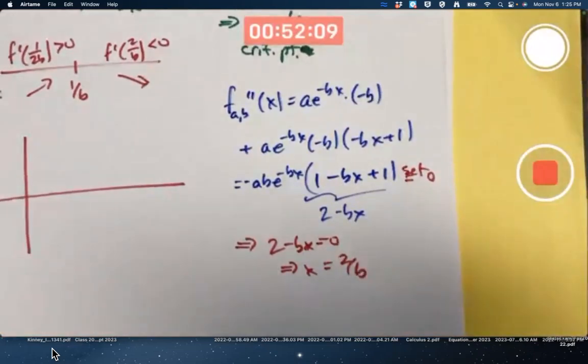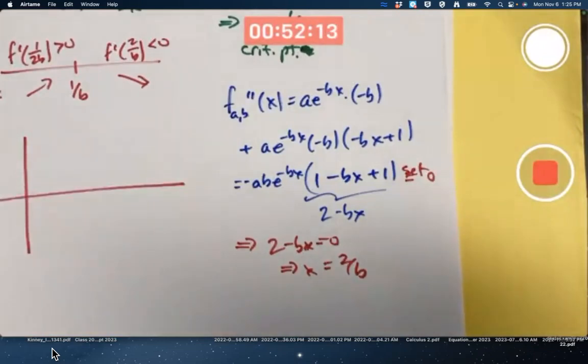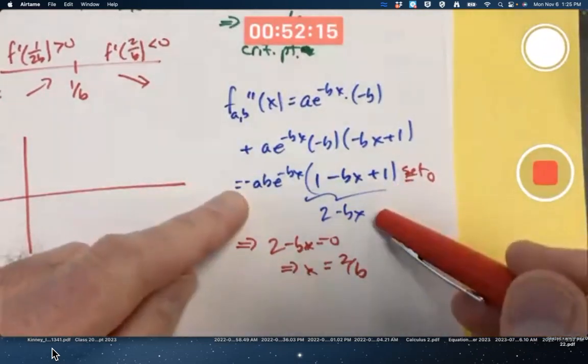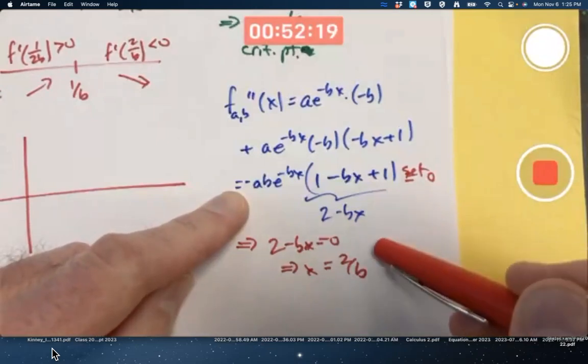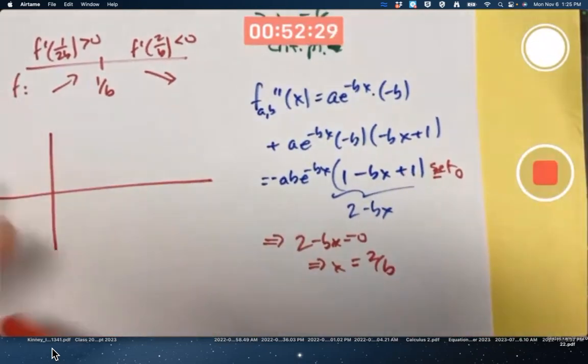Is it really an inflection point? Yes, it is. The second derivative does change sign. You could think about the sign of this. And actually, when x is less than 2 over b, because of that negative sign in front, the second derivative is going to be negative. And when x is bigger than 2 over b, the second derivative is going to be positive.